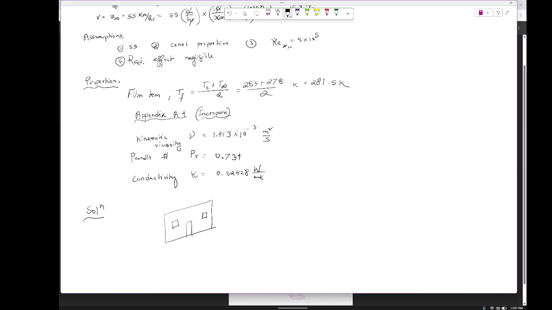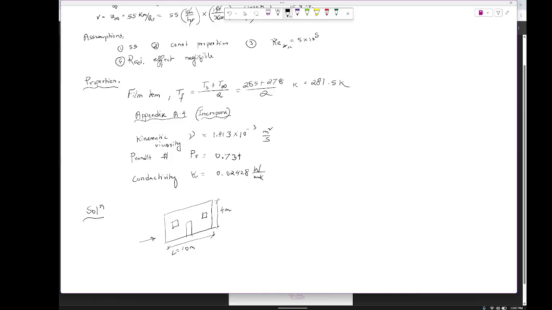So this house does have so many things, right? This side of the wall is what we are interested in, and only the outside of the wall, not even the inside. So then you have this dimension, 10 meters. You can say this is L, and this is 4.